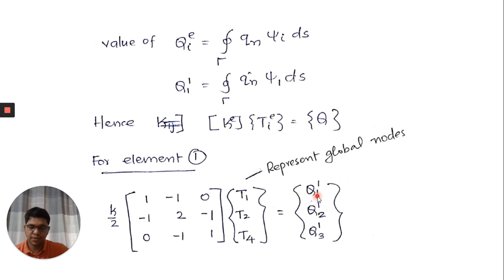And here is a heat flux from the nodes. So this Q11 represent for first element, first local node. Q12 represent first element, second node. Q13 represent first element, third node.